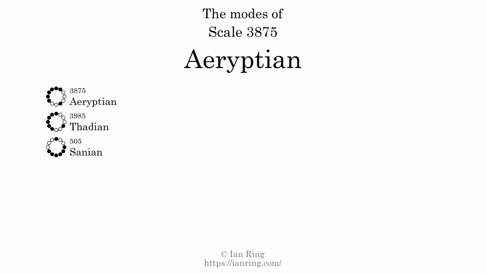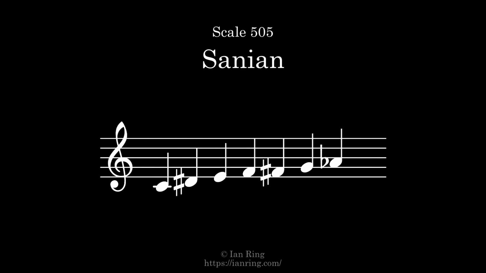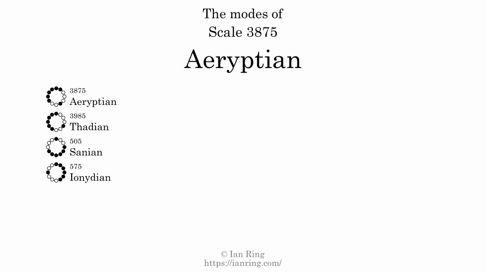The third mode is scale 505, also known as Sanian. It sounds like this. The fourth mode is scale 575, also known as Aeryptian. It sounds like this.